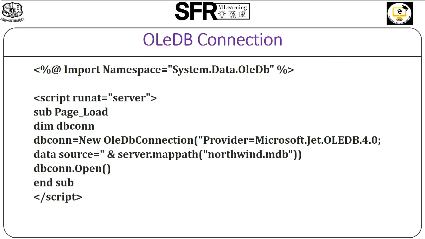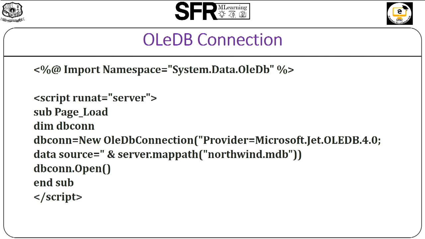We have to specify the provider. Provider is equal to Microsoft.Jet.OLEDB.4.0. That is the Microsoft Access provider with which we are going to connect our database. We have specified the connection. Now we are going to specify our data source. Data source is equal to, ampersand, Server.MapPath. We have to map the path, that is, where our data is located in our system. So we map the path and specify our data source.